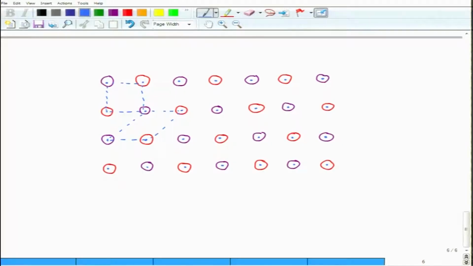No, it is not. You can see that it violates the definition of lattice. Each lattice point does not have the same neighborhood. So the smallest lattice in this case happens to be this one. Let me draw with a different color. This one or that one.